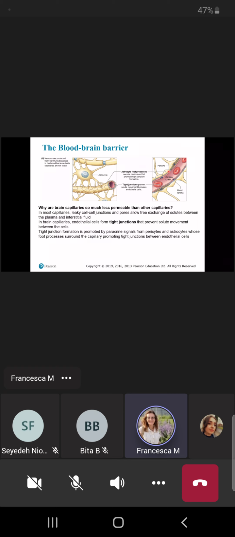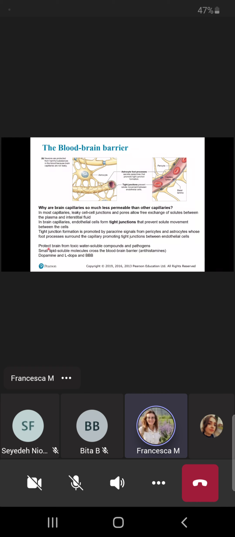And thanks to paracrine molecules that are secreted by pericytes and astrocytes that are recruited at those sites, we have the formation of this other protective layer in the brain. So it protects from toxic molecules, any kind of molecules that are water soluble, and so can easily move from the blood to the brain.